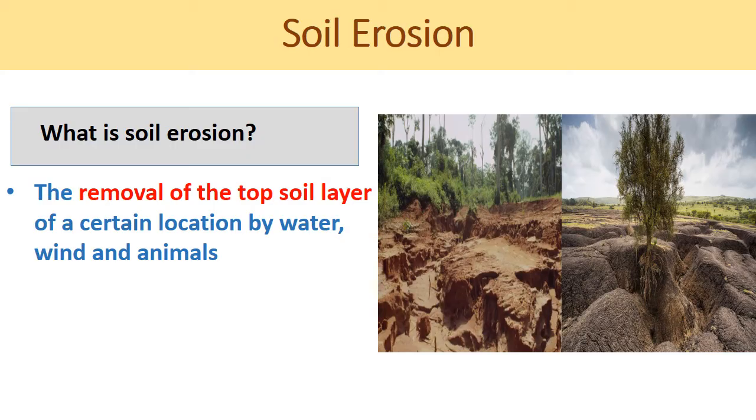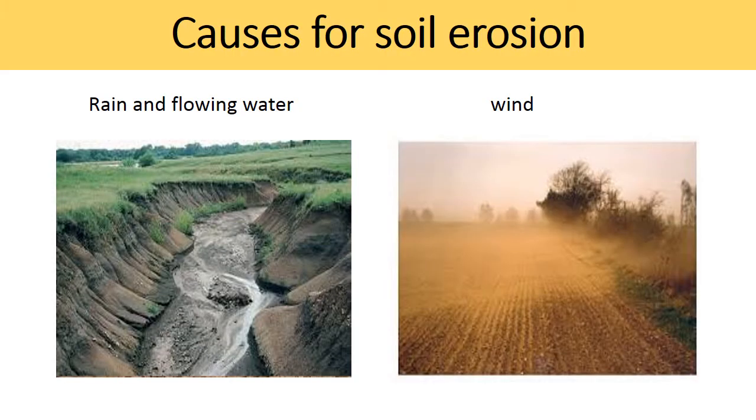From this part you will be learning what is meant by soil erosion. So what is soil erosion? It is the removal of the top layer of the soil on certain occasions by water, wind and by animals. The topsoil is the most fertile part of the soil, and if it is removed, what will happen, children? Just think. Let us identify the causes of soil erosion.